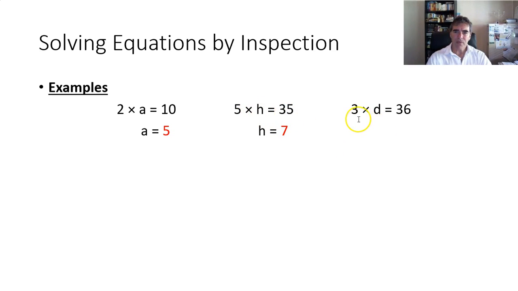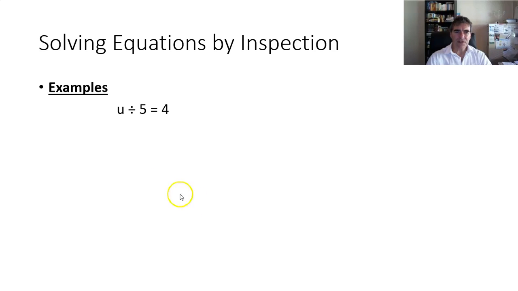Let's try another one. 3 times something, 3 times d is 36. So what's our value of d? Let's find it out. Again, if we know our times tables, we should find that 3 times 12 gives us 36. So there's some multiplication. Now let's have a look at some division.